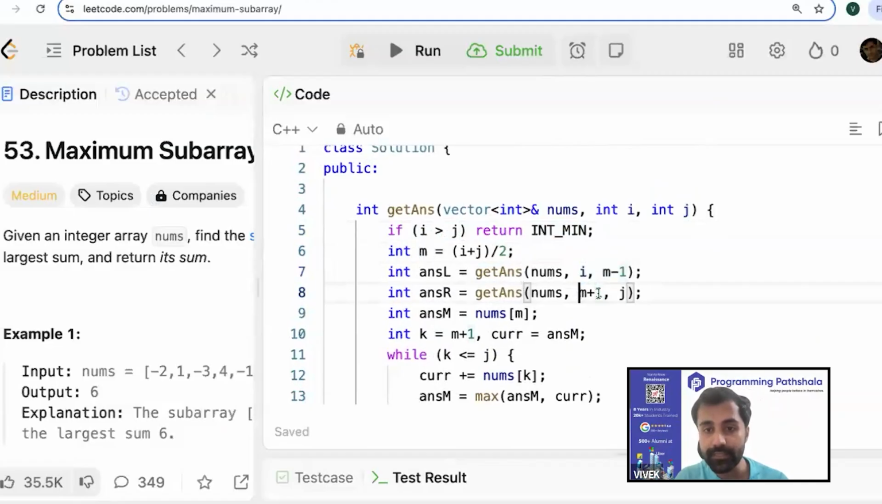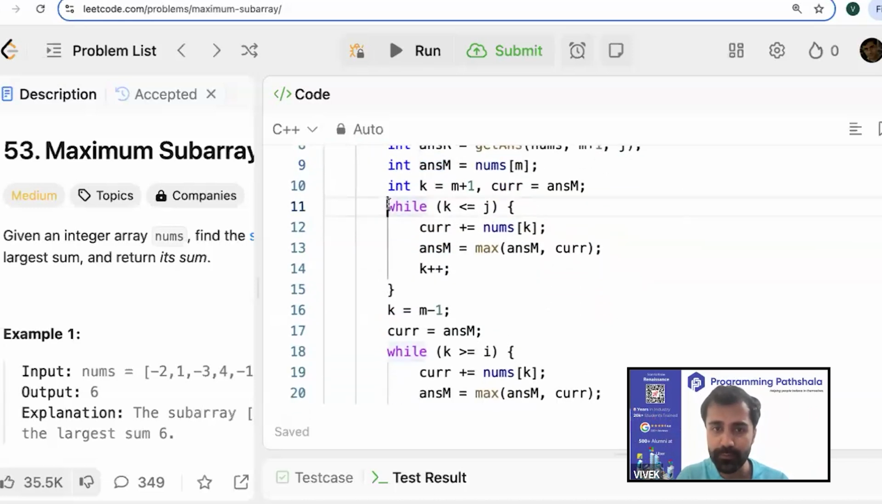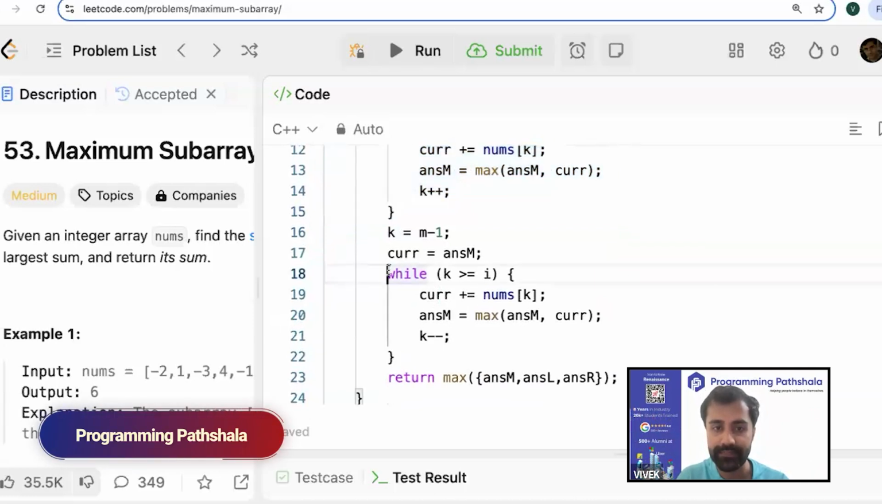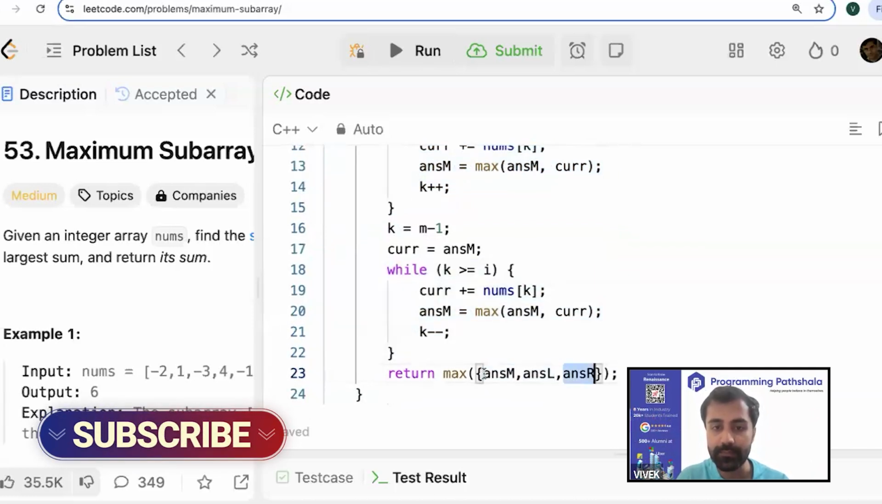And then this is for the right half, maximum answer from the right half, answer right. And now whatever I'm doing here, I'm doing that to find out what is the maximum answer where my subarray crosses the middle element, which is nums of m. So I initialize it to this, and this while loop traverses the right side, and this while loop traverses the left side. And finally, I have these three things, and whatever is the maximum of these three things, that is our final answer.